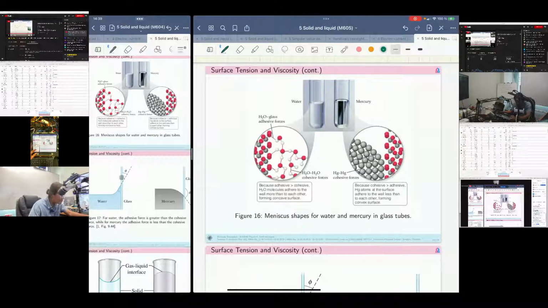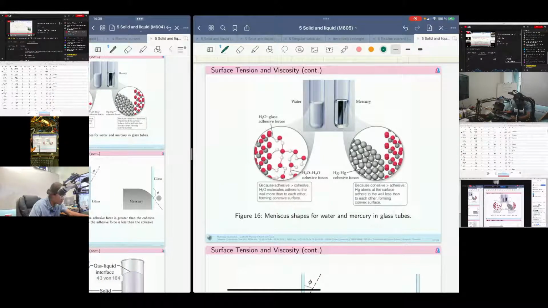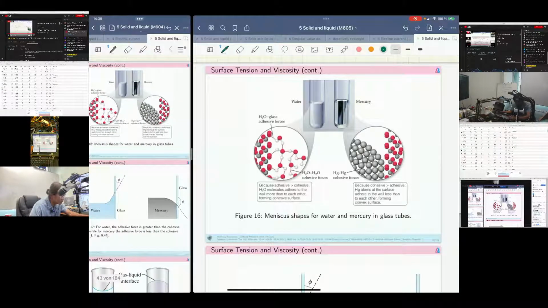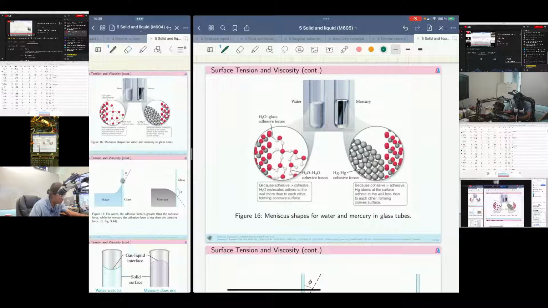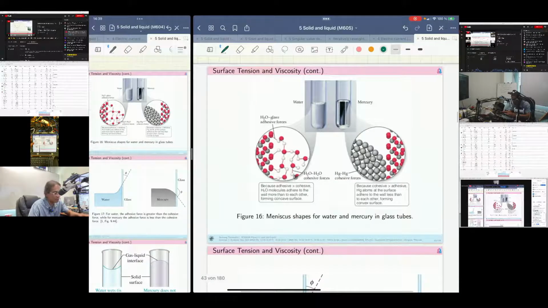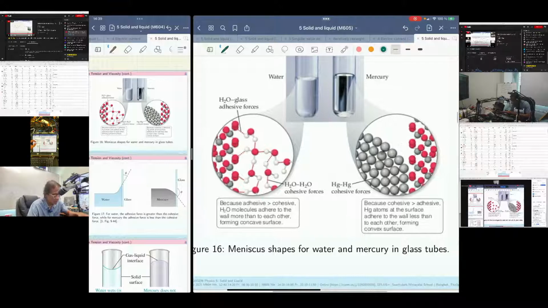This is the glass, right? The capillary tube is made of glass, and for mercury, the shape of the mercury surface is something like this. What is the reason why we have different shapes of liquid attached to the capillary tube wall? In order to see the reason, we have to take a closer look at the picture.